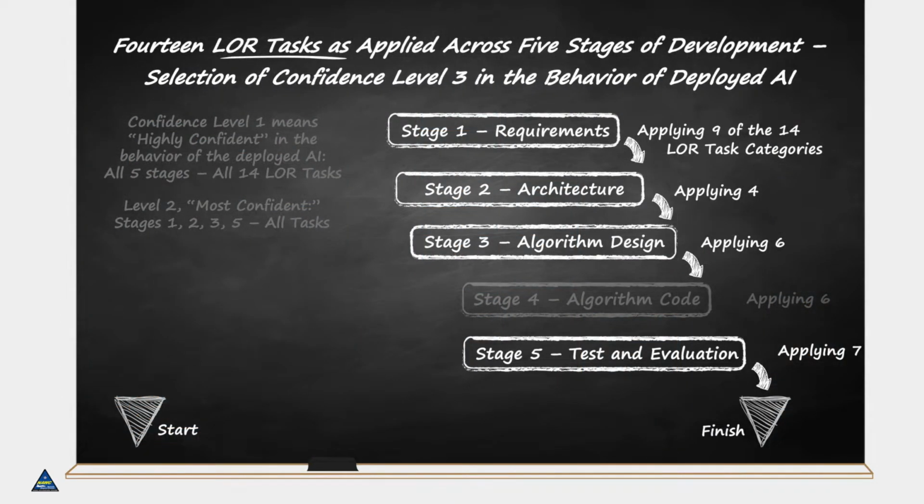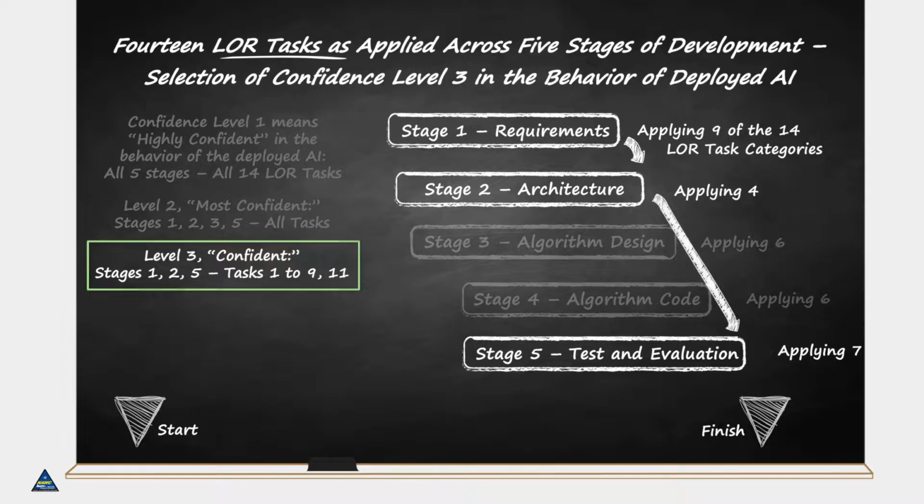Again, let's say we need to move back a level in terms of how much confidence we want to have. And that could be because we just don't have the money to do everything. There's a time constraint. But what we do is we now take away the algorithm design. We're getting less and less underneath what's going on with the algorithm and getting more at a higher level. And we're looking at requirements, stage 1, architecture, stage 2, and test and evaluation.